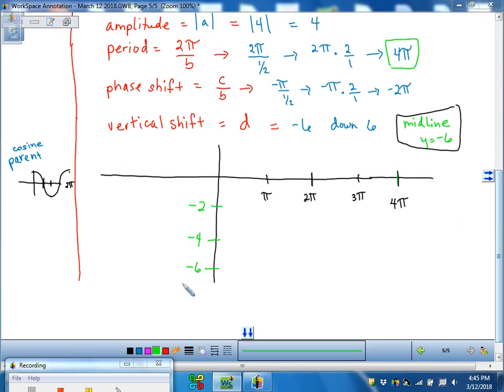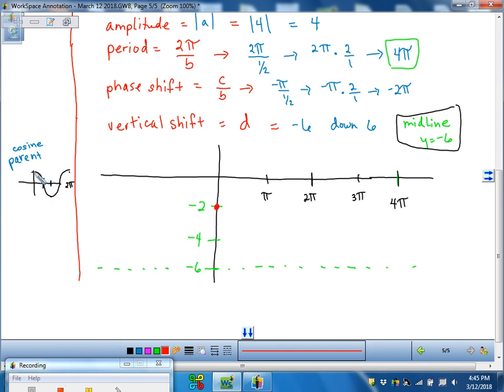And once I have where my midline is, I'm going to start figuring out where my points are. Now this is a cosine graph, so it starts on the y-axis. It's going to start whatever the amplitude is above the midline. So my amplitude is 4, so if this is my midline at -6, go ahead and draw that little dotted line in there to represent it. I want my graph to start 4 above that. So I'm going to go to where the -6 is. I'm going to go up 4, which will be at -2, and that's where my first point is going to go.